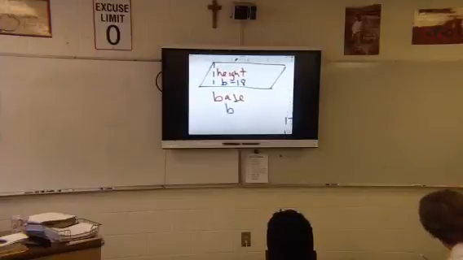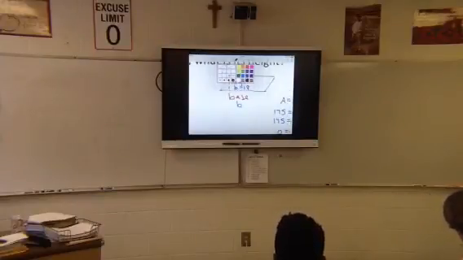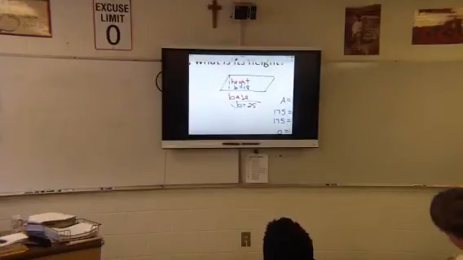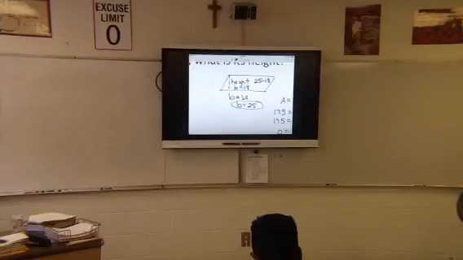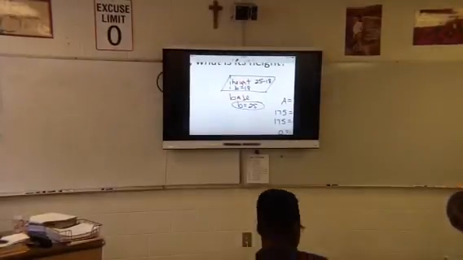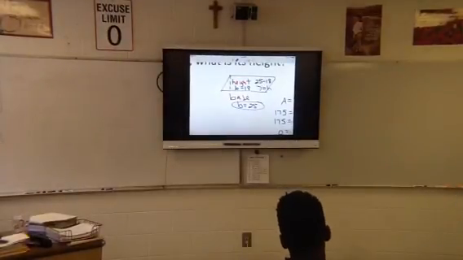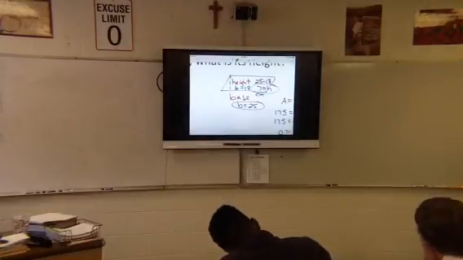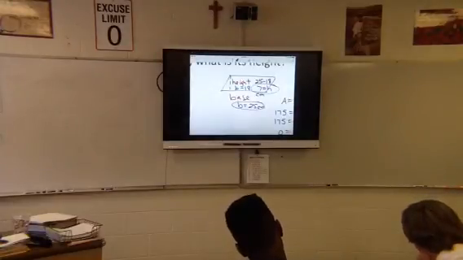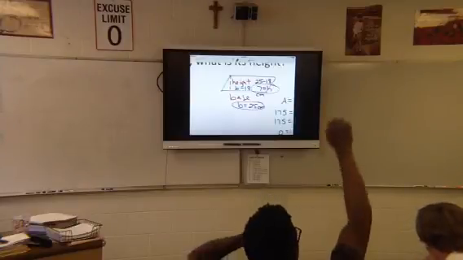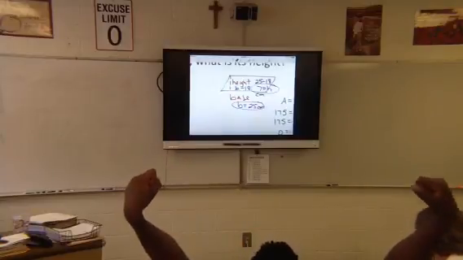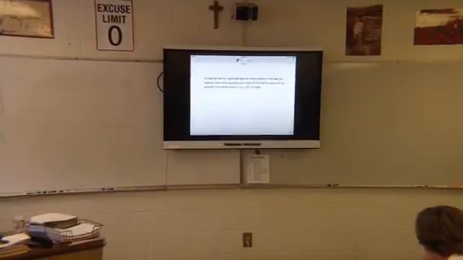So if B equals 25, this is my base, then what's your height going to be? 7. 25 minus 18 is 7. So that's your height. And I should be labeling these as centimeters. So you'll have a 7 by 25 parallelogram. Does that make sense to everybody? Got a question? Nope, okay. All right.